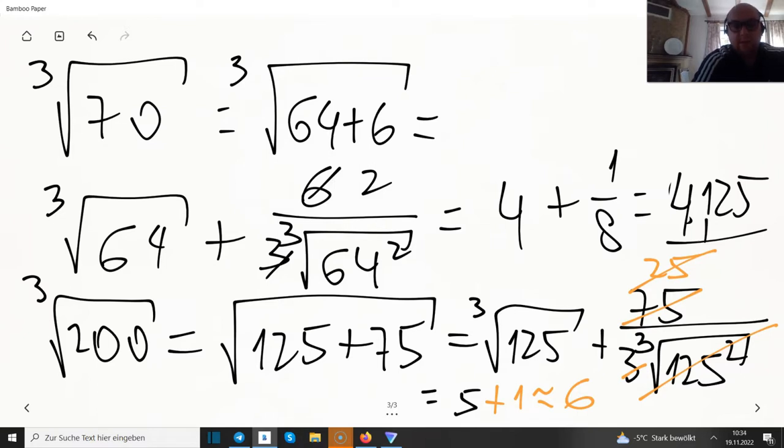But this is a very good approximation if you think that people had no calculators in medieval times. That's a huge advantage of applying the Taylor series.